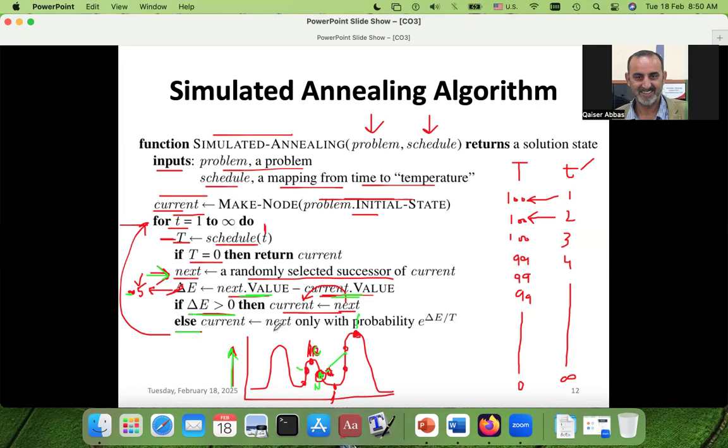And here you are assigning next to current, but only if this condition is fulfilled, then you are updating this value, otherwise not. And what is this value? E raised power delta E divided by T. What is the value of delta E? Value of delta E is minus 5. And what is the value for the T? 100.